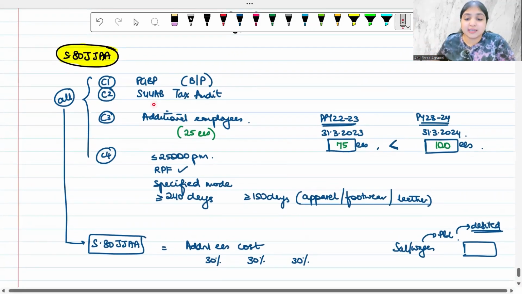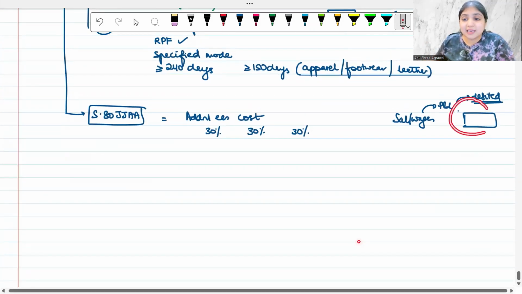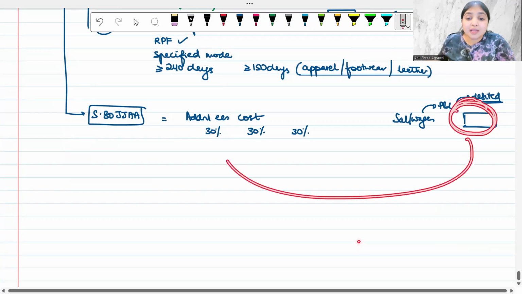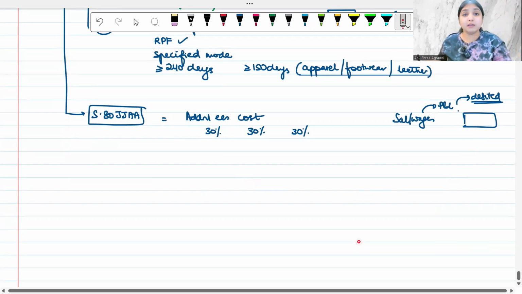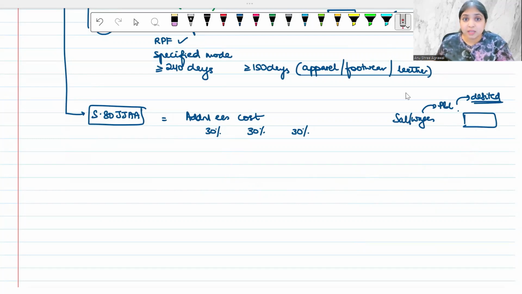This was section 80JJEE. Huge benefit, because you've already debited the salary and wages in your P&L, and I'm again allowing the same amount for you under 80JJEE. So it's as if you're ending up enjoying 190% of the deduction. Is this clear?